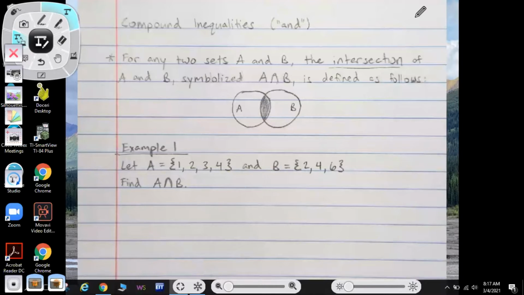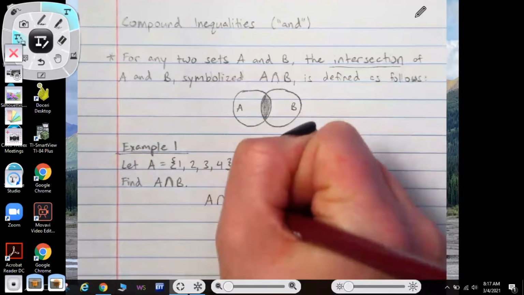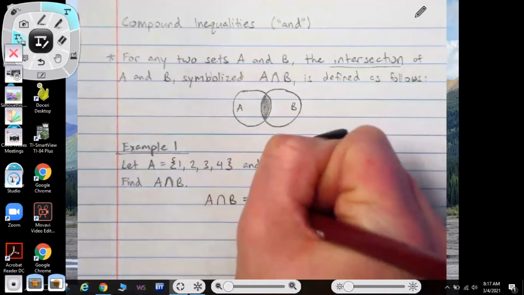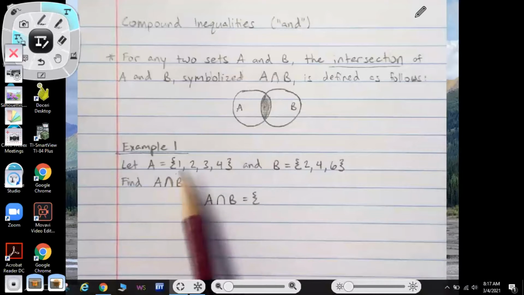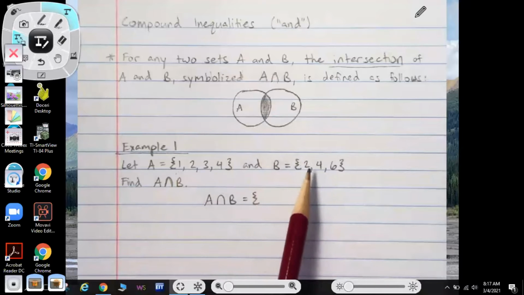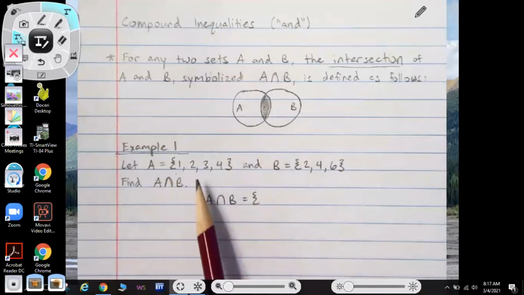Example 1 says, let A equal the set of 1, 2, 3, and 4, and B equals the set of 2, 4, and 6. We want to find the intersection of A and B. So the intersection of A and B is the numbers that are in both set A and set B. So if we look at set A, it has a 1, but 1 is not in B, so we're not using it in the intersection. It has to be in both sets.